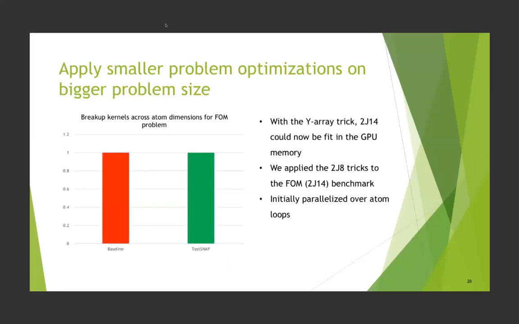So the YRA trick, as Aidan mentioned, helped a lot even without the other CUDA optimizations. For example, initially, if we distributed just the atom dimension across the thread blocks and threads of a GPU, we were still slightly slower than the baseline LAMMPS implementation. But just with distributing the work of the atom loops, we were already similar to the LAMMPS baseline implementation. Next slide, please.